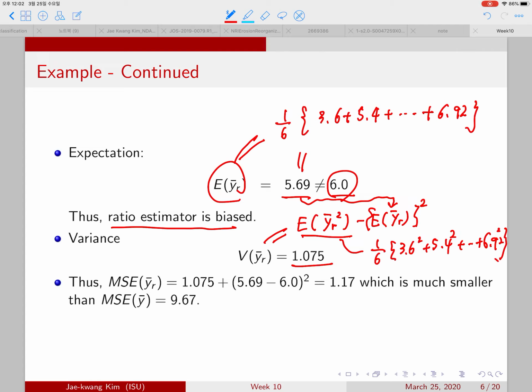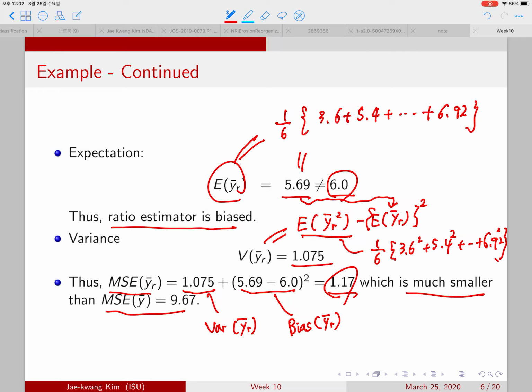So that means your MSE is the variance of y bar r plus the bias squared. That is actually quite small, much smaller than the MSE of the sample mean under simple random sampling. So the ratio estimator is quite efficient, I mean more accurate than the simple mean in this example.